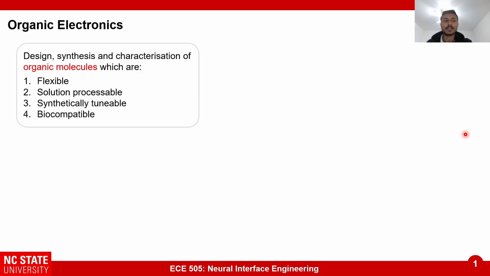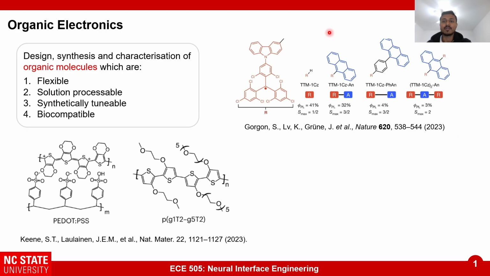So organic electronics is a branch of chemistry where chemists design, synthesize, and characterize organic molecules, which are actually flexible. The molecules can be solution processable, synthetically tunable, and also biocompatible. Now, these organic molecules are specifically of two categories. One is small molecules, which corresponds to the class of materials being shown here. These are comparatively small in size. It's just a molecule and there are no repeating units involved in these structures.